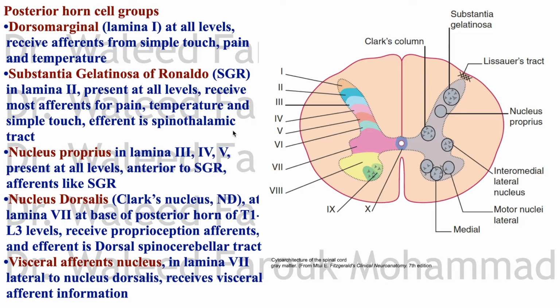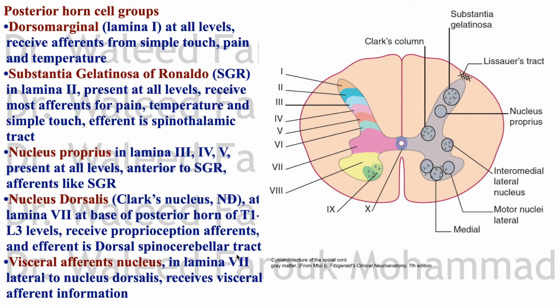A nucleus proprius in lamina 3, 4, and 5. See, nucleus proprius, anterior to substantia gelatinosa of Rolando, with the same afferents as that of the SGR. Nucleus dorsalis at the base of the dorsal horn at lamina 7 from T1 through L3. It receives proprioception and gives efferent fibers in the form of the dorsal spinocerebellar tract that enters the cerebellum through the inferior cerebellar peduncle.